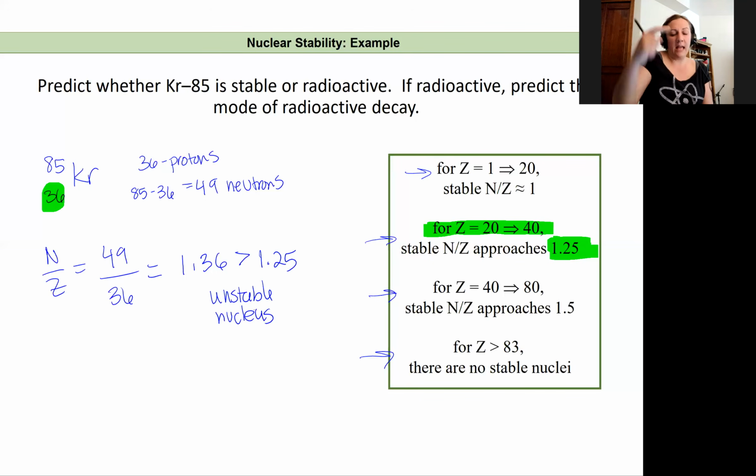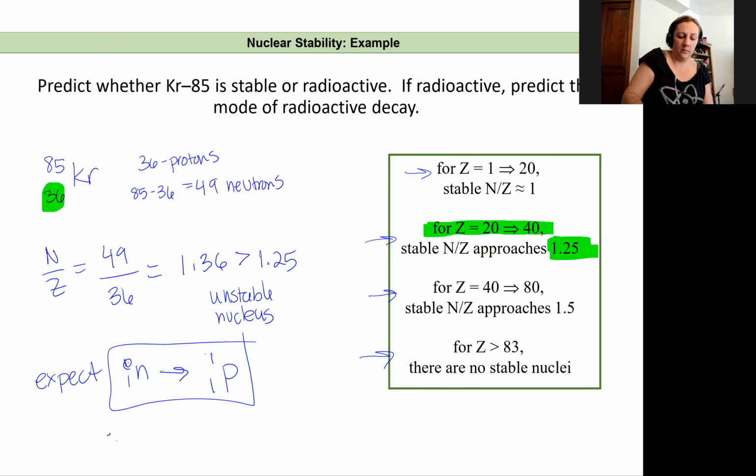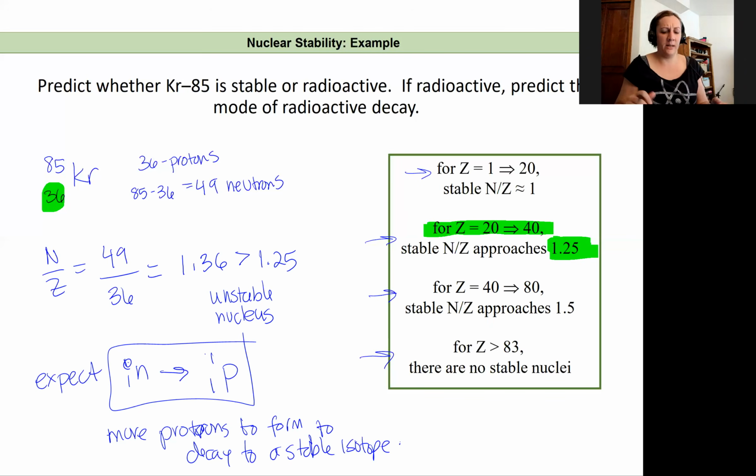And knowing that it's got a higher N to Z ratio tells us that we expect some of those neutrons to decay into protons. So we expect more protons to form to become stable. And now we're going to start looking at what this decay means, and how unstable nuclei become stable through a nuclear reaction.